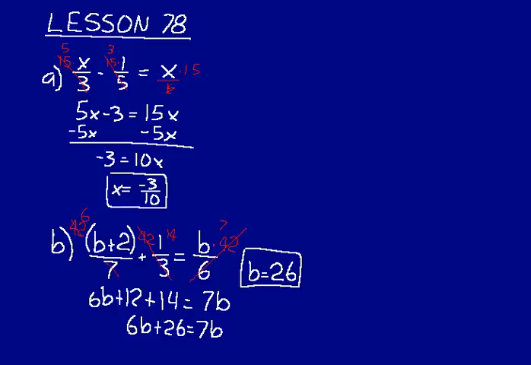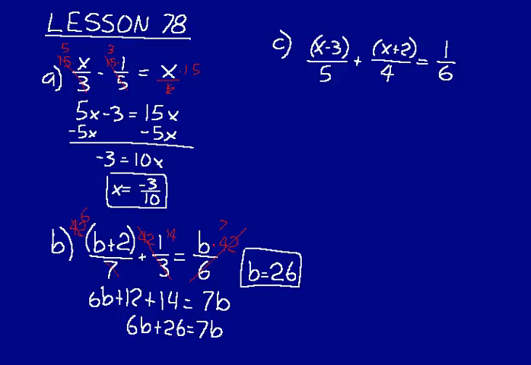Now you can always check your work to make sure that answer is the correct one. You can do that by substituting back into the original equation. If we substitute back into the original equation, we'd put 26 plus 2, or 28 over 7. That would be 4, and then add 1/3 to that. That's 4 1/3. So that's what the left side equals. The right side is equal to 26 over 6, which is 4 2/6, or 4 1/3. So that is correct. 26 is the answer.